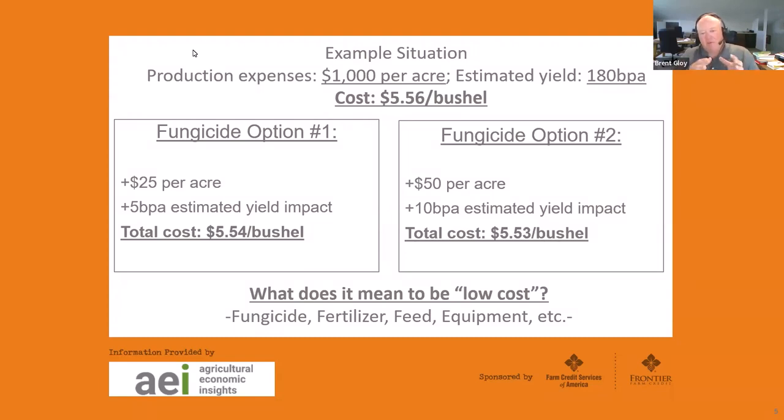Well, $50 per acre is known. The cost per unit of output is not really known because there's a lot of uncertainty about just what that estimated yield impact will be. And that's where we get into the art of making the management decisions.